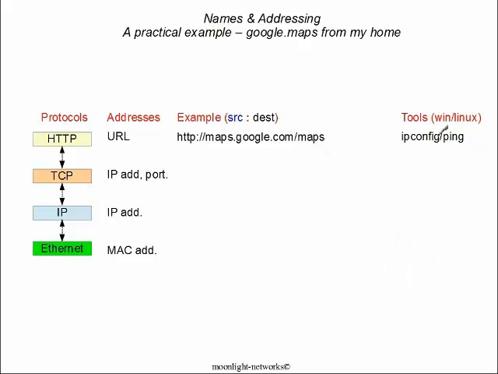Some tools we'll look at along the way are ipconfig, which is a Windows tool. There's a comparable tool in Linux called ifconfig. We'll also use the ping tool to learn about where this URL goes and how we can access it. As we walk down the protocol stack, we'll use ping to discover the IP address of google.com/maps, and then we use a tool called netstat to discover our own address and port.